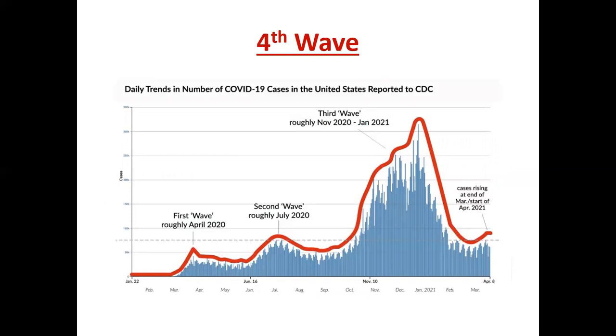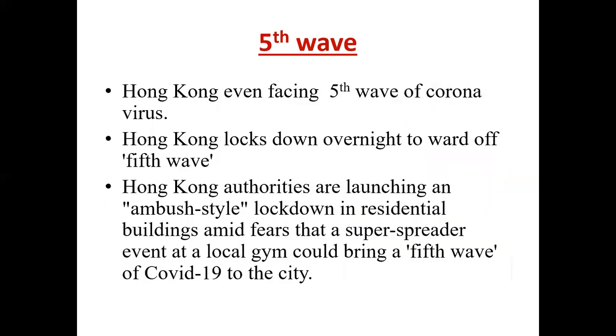A fourth wave was also observed when cases started rising at the end of March and start of April 21. So there was an aim to control it to avoid another wave. Hong Kong was the first country which even faced the fifth wave of coronavirus. An overnight lockdown was also implemented. Other than that, ambush style lockdown was launched in residential buildings.